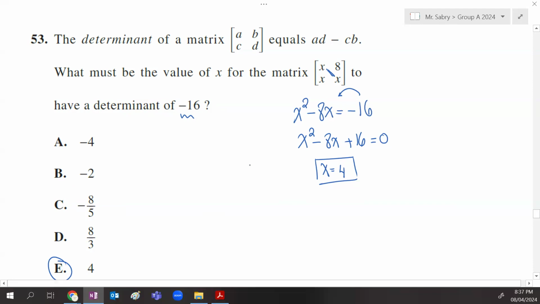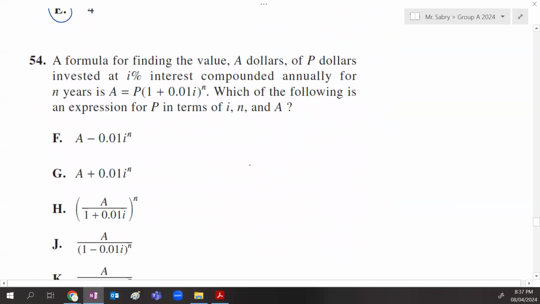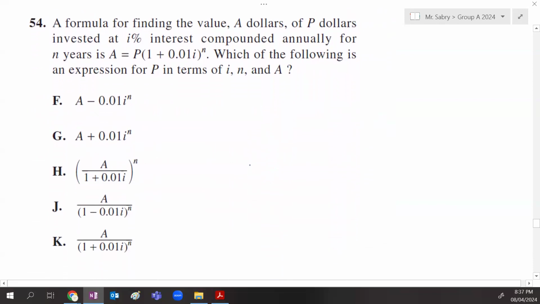Easy, very. A formula for finding the value $A of $P invested at $I compounded annually for n years is this. Which of the following is an expression for P in terms of I, N, and A? So I need P entirely alone, which means this whole thing will need to move to the other side by division. So A will be over 1 plus 0.01 I, all to the power of n. This is now equal to P. P is alone. This is the answer right away.